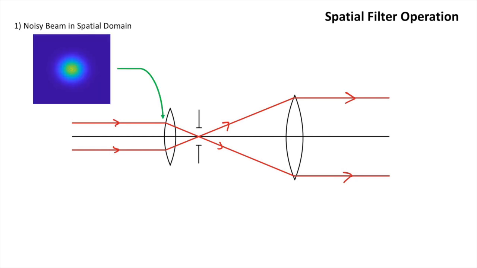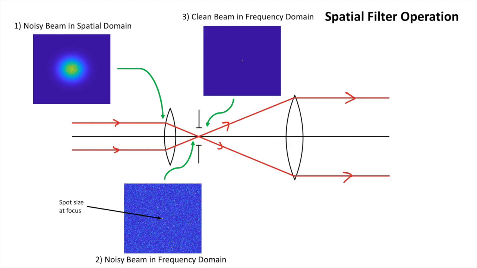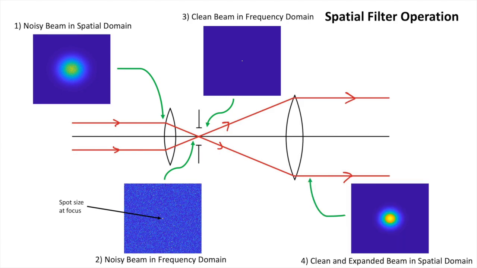The first element focuses the incoming noisy beam, converting it into the frequency domain. Lower frequencies are mapped closer to the optical axis, while higher frequency noise is mapped further away. By carefully selecting a pinhole aperture, we can block the higher frequency noise while passing the signal through the pinhole untouched. The second lens then performs an inverse Fourier transform, outputting a clean, noise-free beam.